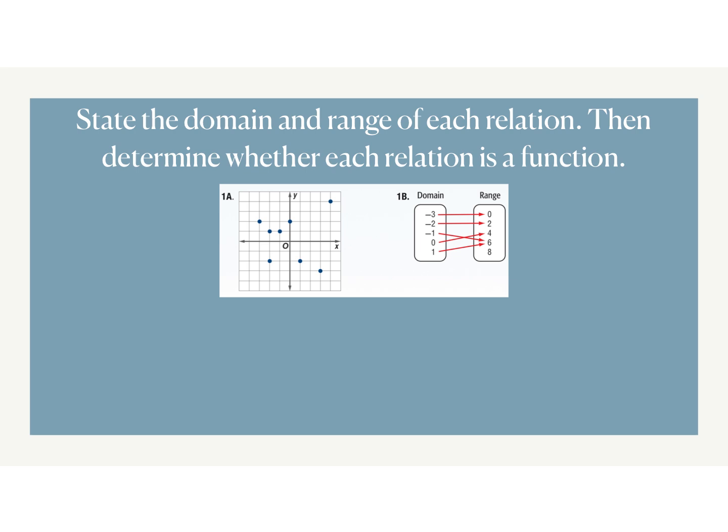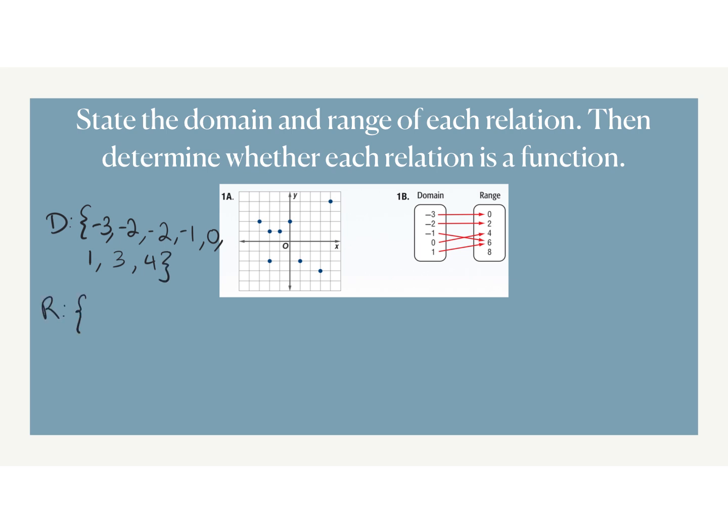So state the domain and range of each relation, then determine whether each relation is a function. Now for 1a, the domain is going to be the x value of all of those individual points. So we're going to get -3, -2, -2, -1, 0, 1, 3, and 4.